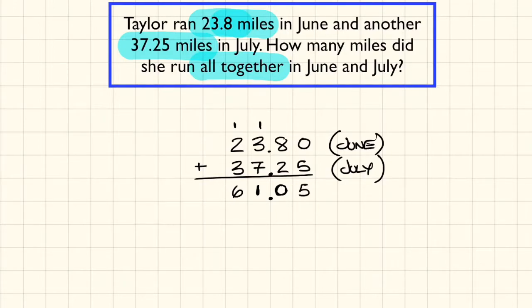And what I know is that in the 2 months all together, she ran 61 and 500 miles. And again, I really want to make sure that I label those numbers because that's not just 61 and 500s, it's 61 and 500s miles. So there is an example of addition in terms of what you're going to see in a word problem setting as well as the process of how to add it.